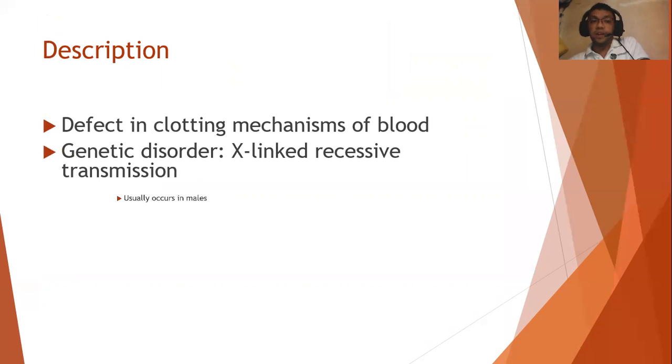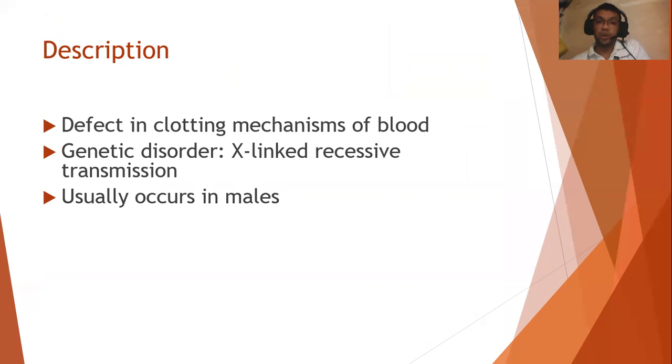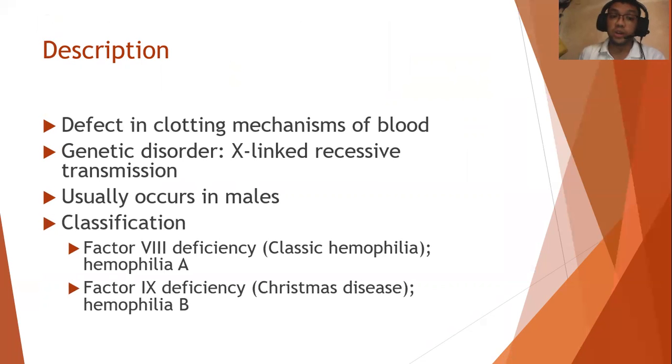So in hemophilia, it's a defect in clotting mechanisms of the blood, a genetic disorder. Again, it's X-linked, so it's usually occurring in males. Females are carriers in X-linked, but the males are the ones who are going to manifest the disease. And there are classifications. We have factor 8 deficiency, which is the classic hemophilia. It's also known as hemophilia A.